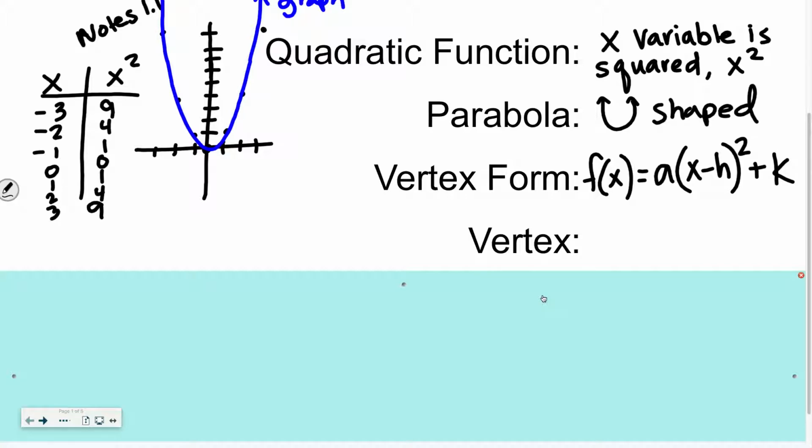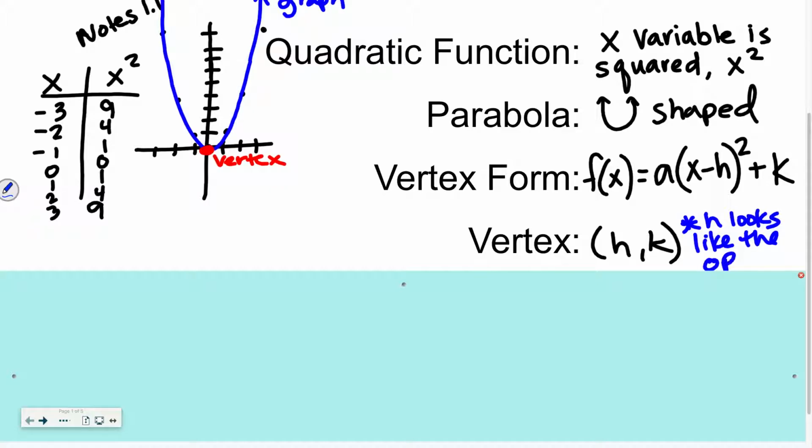So over here in my parent graph, the vertex normally sits at the origin, 0, 0, and that's the turning point of the parabola. In vertex form, we can identify that as (h, k). And I'm going to put a little reminder here: h looks like the opposite. So we'll see that in our examples. Remember, when taking h out of a function, it's going to look like the opposite sign of what it appears.